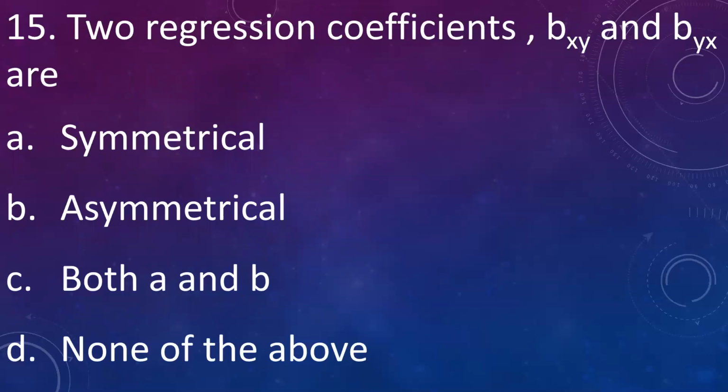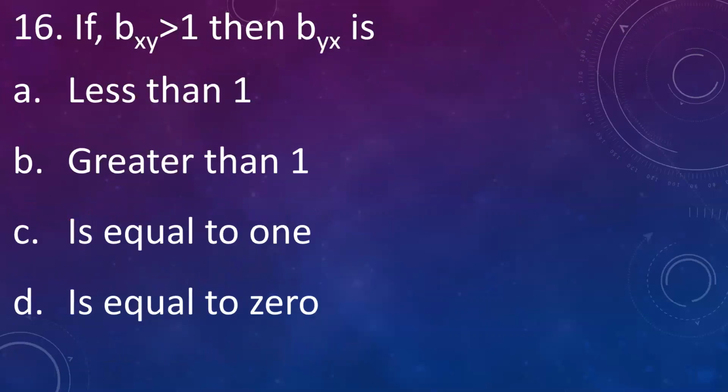In two regression coefficients bxy and byx are A symmetrical, B asymmetrical, C both A and B, D none of the above. Answer is asymmetrical, because B of xy will never be equal to B of yx, whereas correlation coefficient rxy will be equal to ryx. That is, correlation coefficient is symmetrical but regression coefficient is asymmetrical.